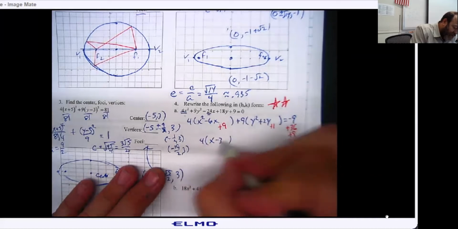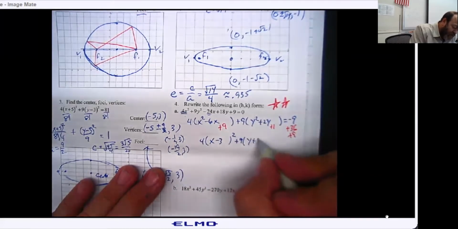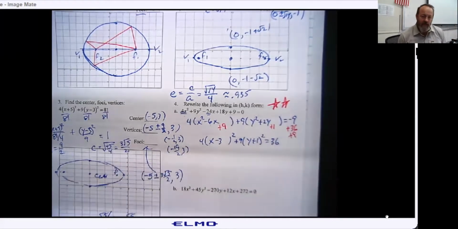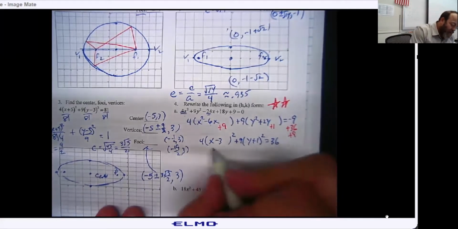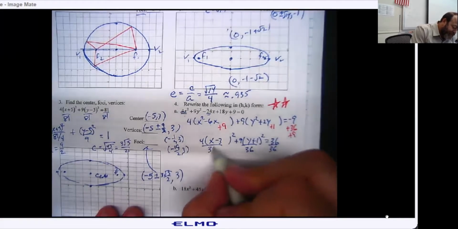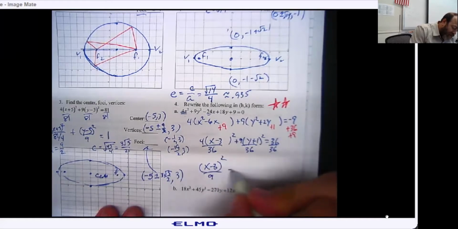So putting it all together, this 4 still sits. This is x minus 3 squared. The 9 is still sitting here. This is y plus 1 squared. And all of this stuff just totals out to 36. We're really, really close. But remember, we like this to be equal to 1. So to do that, we're going to go through and divide every single piece by 36. And now we have a nice, easy form.